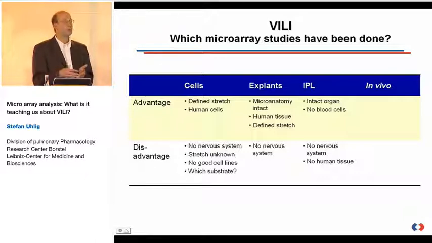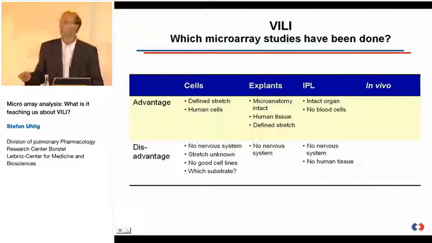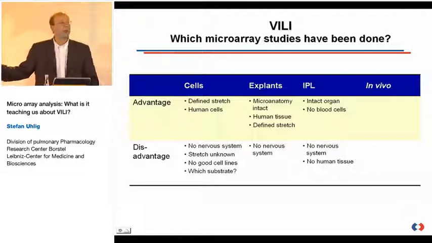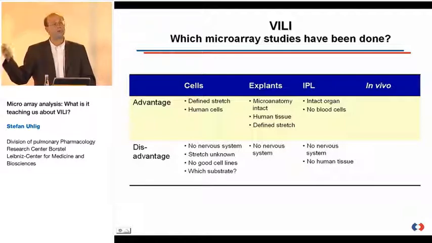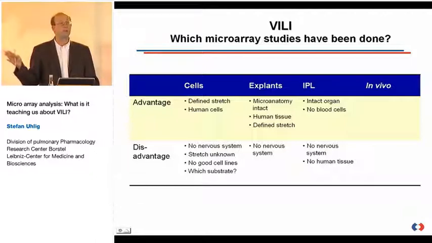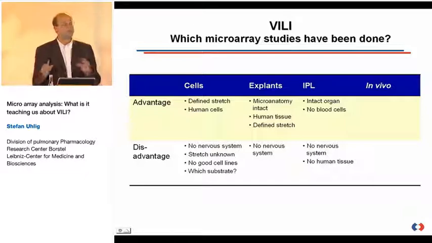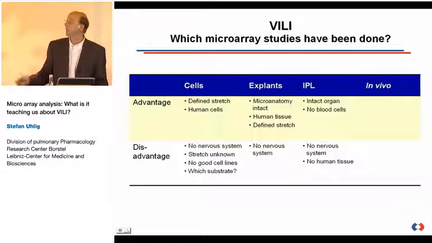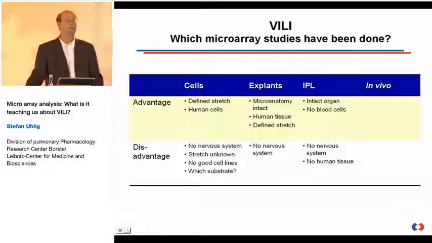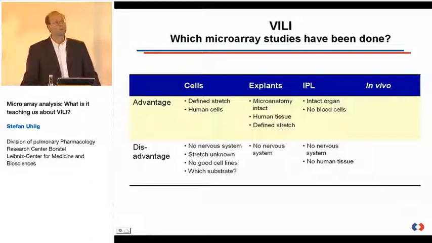So in some way, if you're not careful, the microarrays could be a very expensive way of measuring neutrophil infiltration. Okay, so that's why I think the isolated organ is a very important additional information to have. So then you can see which of the genes that go on because of stretch and which are neutrophil related. However, of course, we have no nervous system again, and we don't have the opportunity realistically to use human tissue.